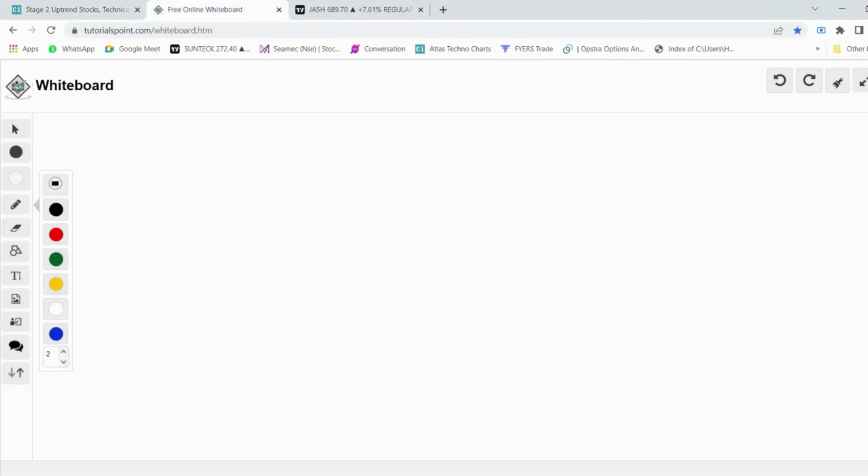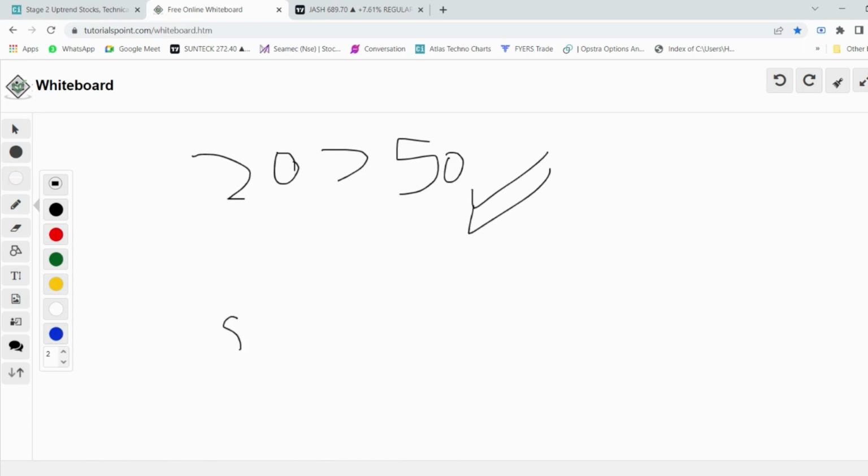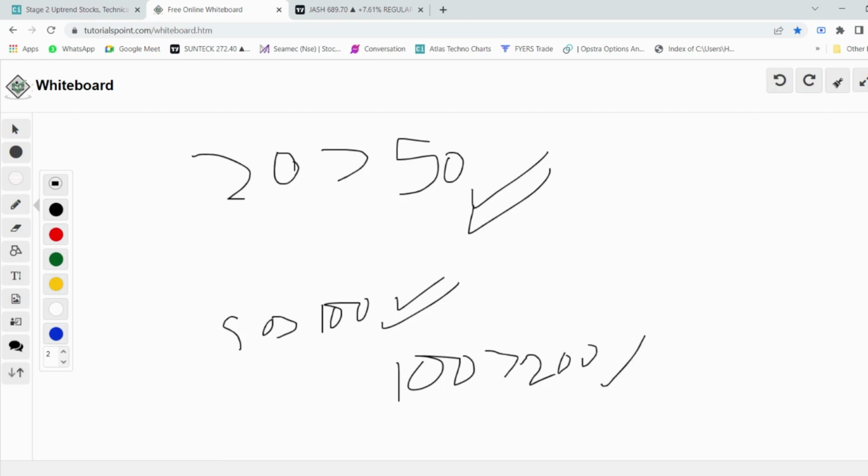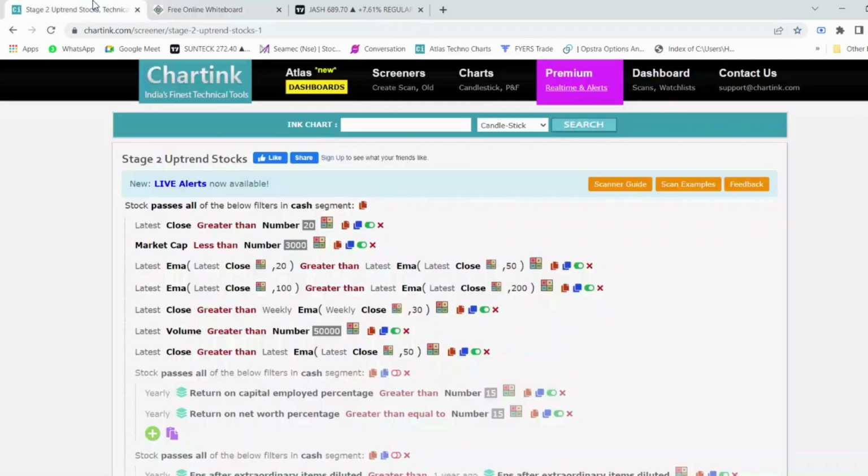We are filtering out stocks using the moving averages. In moving averages we are using 20, 50, 100 and 200 to identify the trend of the stock. If the 20 EMA is greater than the 50 EMA, that means the short term trend of the stock is upside, and if the 50 EMA is greater than the 100 EMA, then the medium term trend is also on the upside, and if 100 is greater than 200, that means the overall trend is on the longer side. So we are using the moving averages 20, 50, 100 and 200 to identify the trend of the stock.